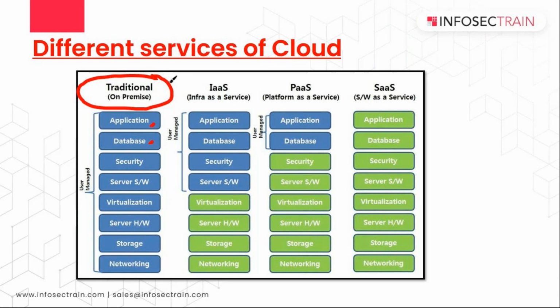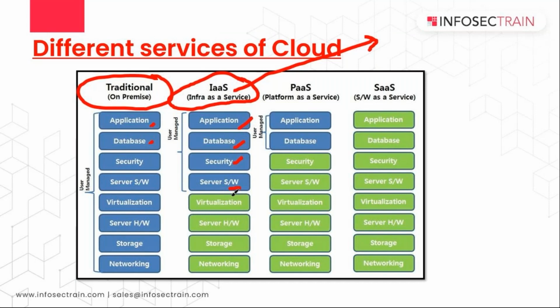Perfect. Now what happens in this scenario is that we go from the infrastructure on premises to the cloud part. So we have the first model in place, which is called the IaaS model, infrastructure as a service. All those services in which the application, database, security, and the server, or you can say the operating system, is managed by the user.